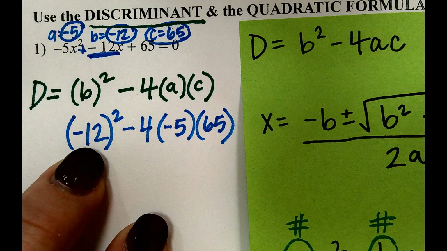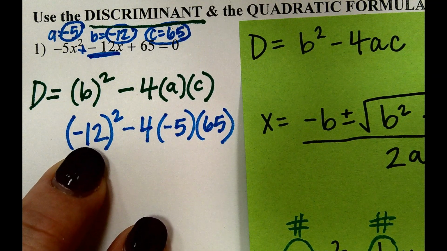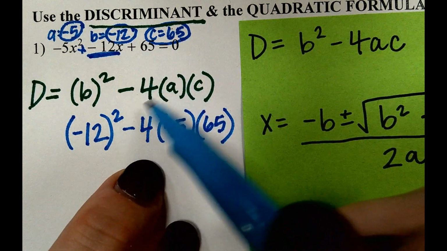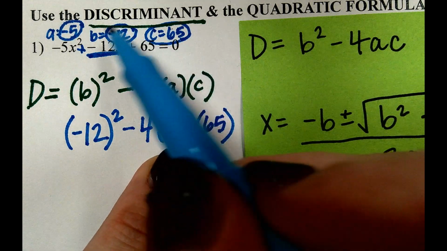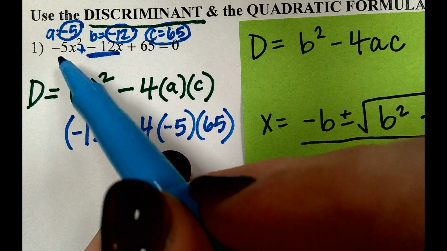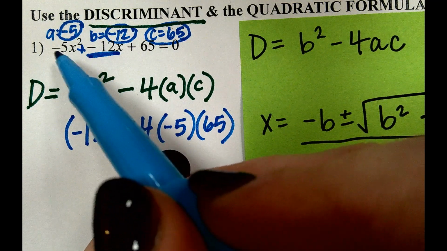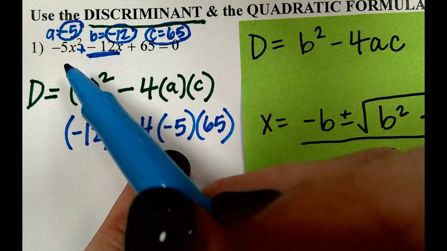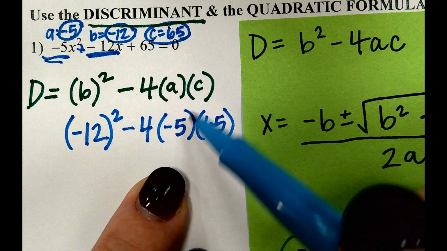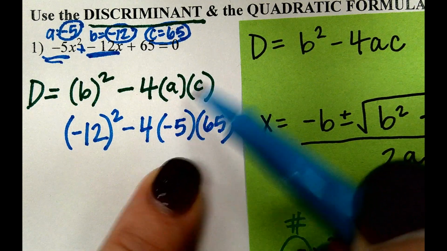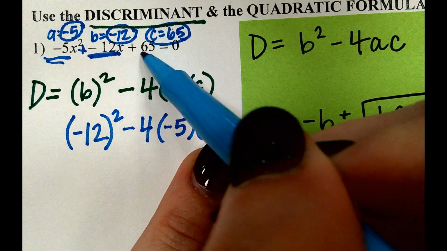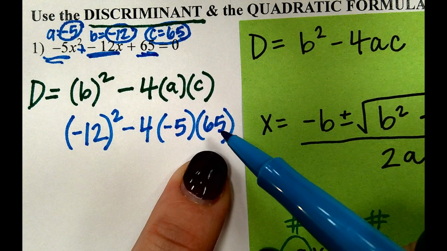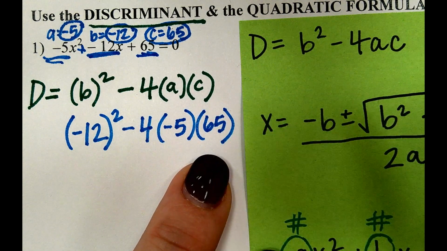Oh, okay, yeah, I got it. Okay, you see it? Good. And then the minus 4 is just part of the formula. That's always there. Times a. You're just going to look back and see what number did I put for a. Well, negative 5 was first, so negative 5 is a. So I replace a with negative 5. And then I'm going to look for c. And, well, c is 65, so I'm just replacing c with 65. And now I have all my numbers plugged in.